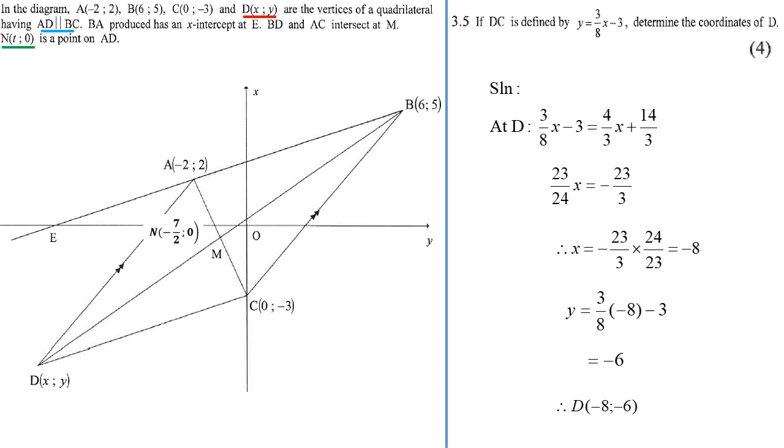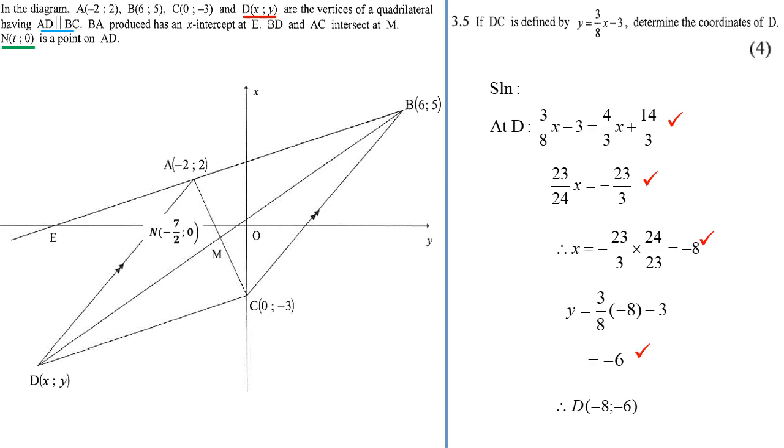Now let's check, how do we actually mark this? You get a mark for equating the two equations. You get a mark for simplification. You'll get a mark for the value of X. You'll also get the mark for the value of Y.